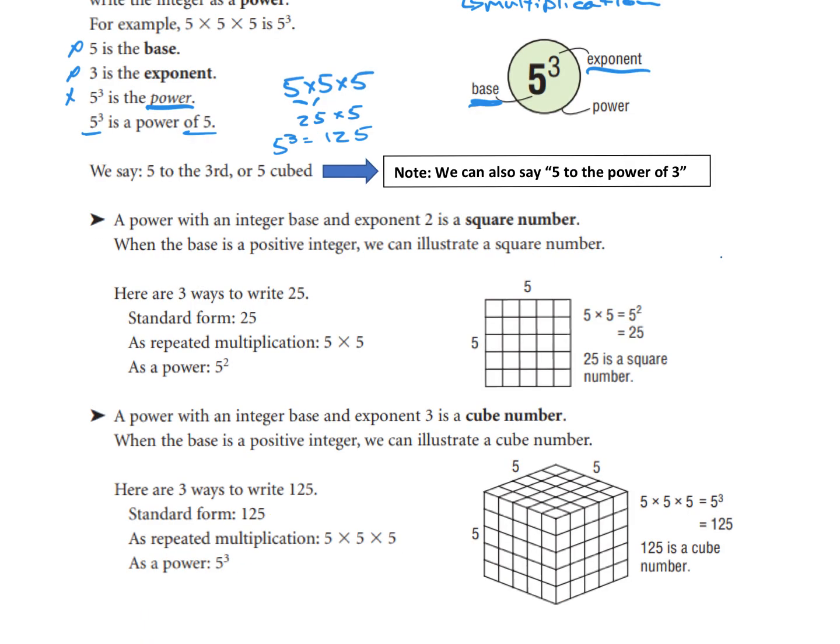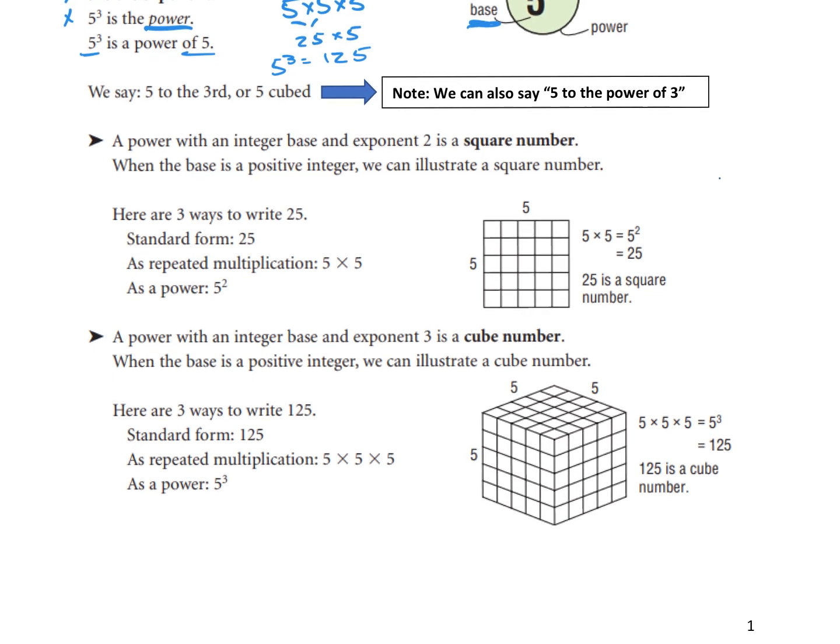Just a little bit more about powers. A power with an integer base and exponent 2 is a square number. The place that we've seen this the most, like I said, is in pi r squared, the area of a circle. So we have that square number. When the base is a positive integer, we can illustrate a square number. Here are 3 ways to write 25.